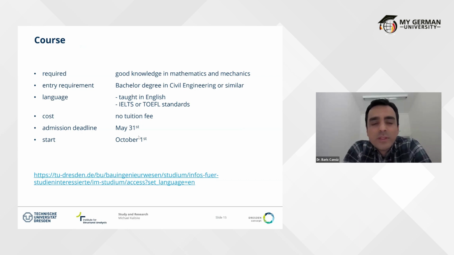So the requirements for enrollment in our course are good knowledge in mathematics and mechanics, and the student must have a bachelor's degree in civil engineering or a comparable degree. Of course, those who have a master's degree can also apply for the program. The teaching language is English, and this English knowledge has to be proved through an IELTS or TOEFL certificate, or if the student had his or her study in English, it's also accepted without any further certificates.